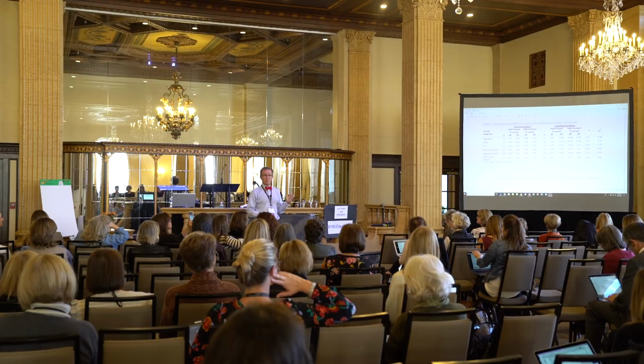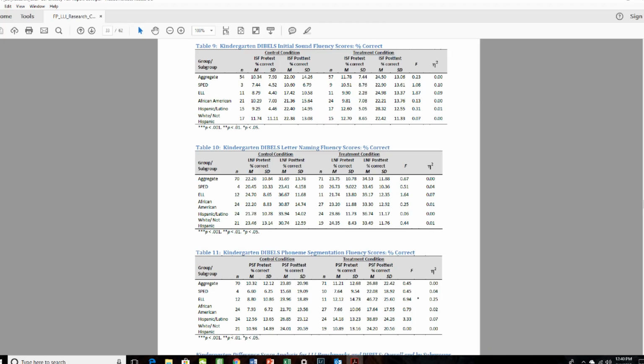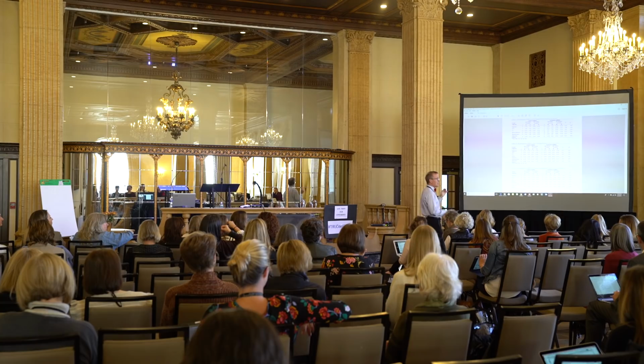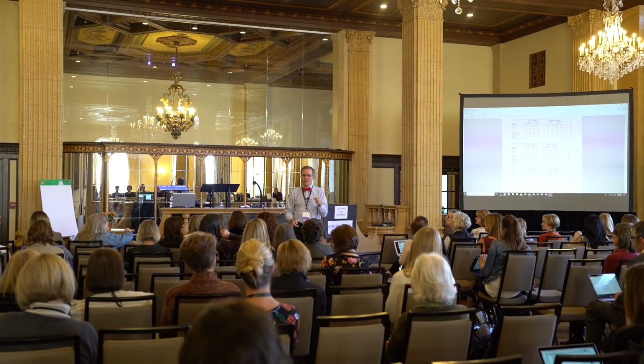And they didn't just give DIBELS nonsense word fluency. Spot the asterisks on this page. Can anybody find it? Those ELL kids again, phoneme segmentation fluency. It's the only one. In the aggregate, again, they not only didn't do better, they didn't come close to doing better. And remember, the kids they're being compared to got nothing. They didn't get some other instruction. They got nothing.